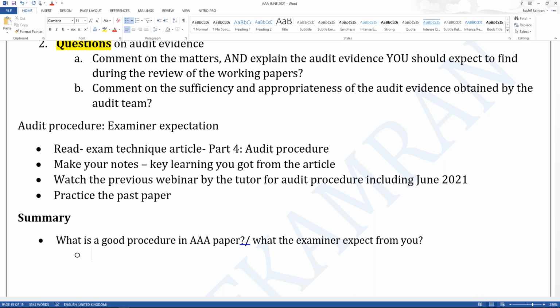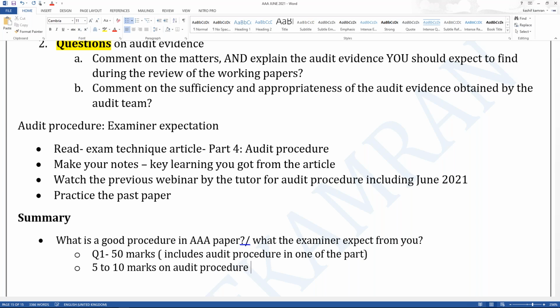Number 1, you need to understand that question number 1, which is for 50 marks, includes audit procedures in one of the requirements. It might be the C requirement or might be the D requirement. And on average, there are like 5 to 10 marks on audit procedures. So the marks vary, 5 to 10 on audit procedures.